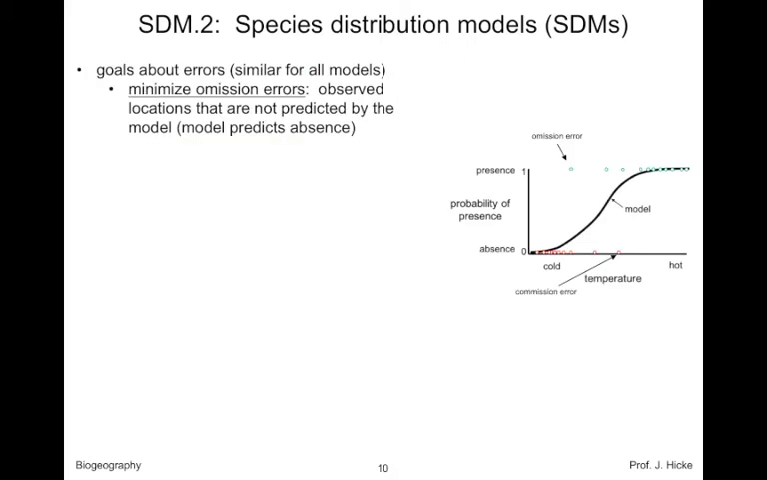Okay, so what are some goals about errors? There will be errors in models. These tend to be similar for all models, in particular statistical models, but I'll talk about these errors with the example of species distribution models. So the first goal is to minimize or eliminate omission errors. And what's an omission error? An omission error is when the model predicts an absence for a particular temperature. So at this particular temperature here, the model, given this curve, predicts a probability of about 0.25, say, which is then converted to an absence. But in fact, there were observations of the species at this temperature. And so the model omits this from its prediction, and that's considered an error.